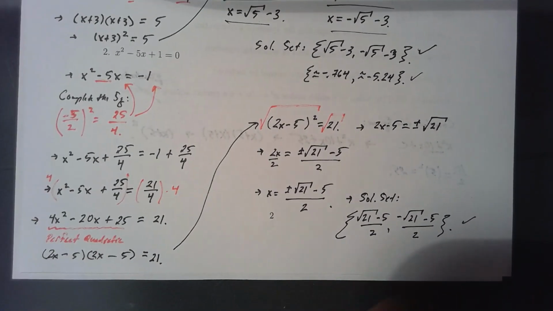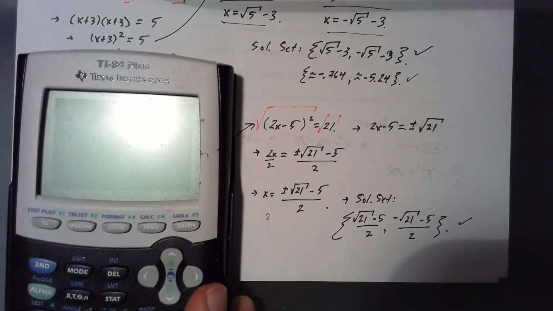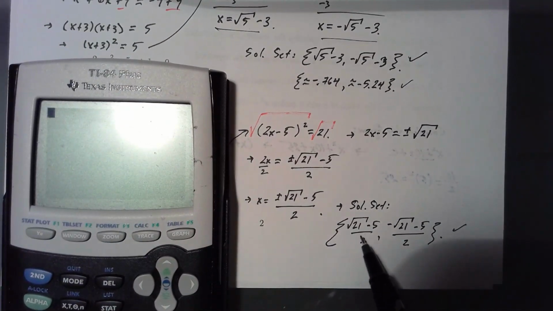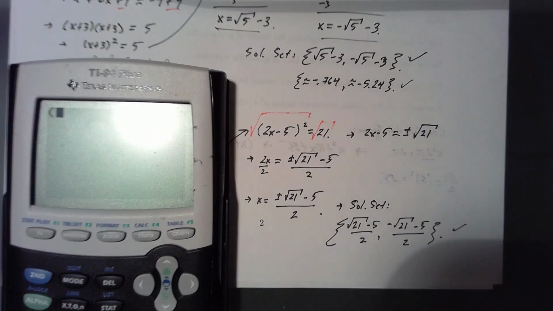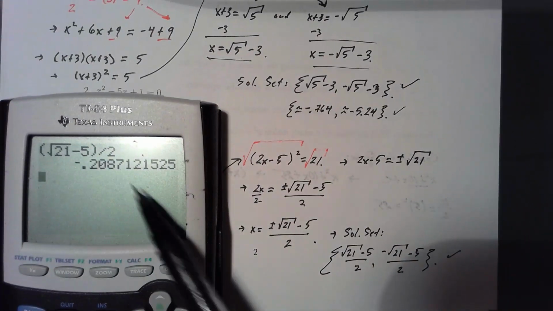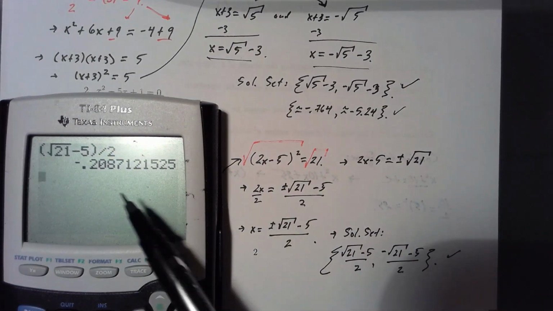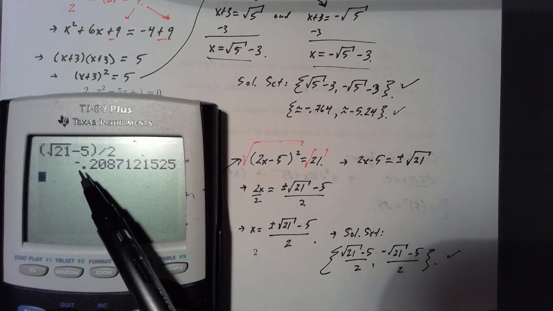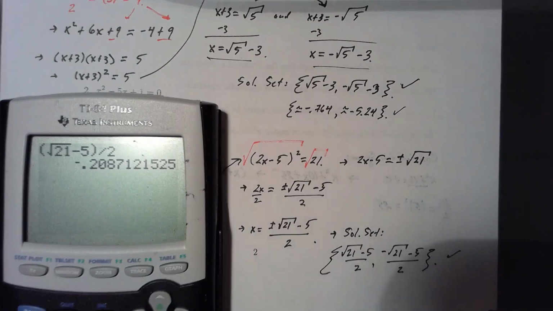And if you want to approximate this in your calculator, you could certainly do that. Just be careful how you type it in. Because this is a fraction, I'll use parentheses. So root 21 outside the root minus 5. Close that off. That's the numerator. Divide that by 2. That's the approximation of this value right here. You could round that to the thousandths place, so negative 0.209.